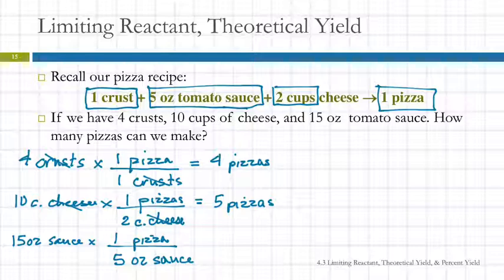I should finish this down here. So that is 15 divided by 5, 3 pizzas. These units work out as well. So when we're identifying how many pizzas we can make, how do we choose between 4, 5, and 3?